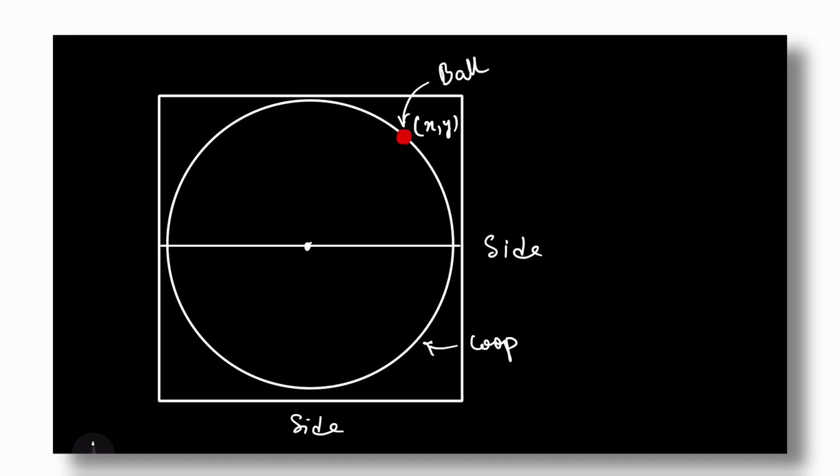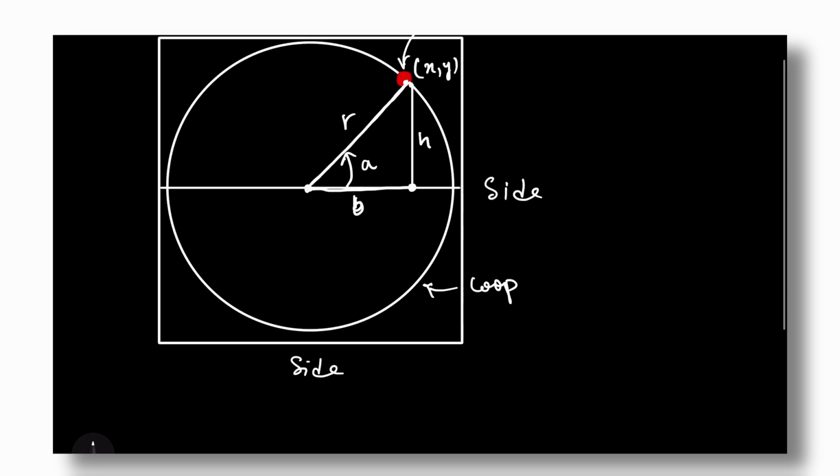Now if we draw a straight line from the center to this dot, we will have an angle, let's name it A, and this line segment will have the same radius at all points on the circumference. If we draw a straight line from the top to the base, we will have a height, and from here to this point we will have the base. Now what we want to do is calculate the x and the y of this point.